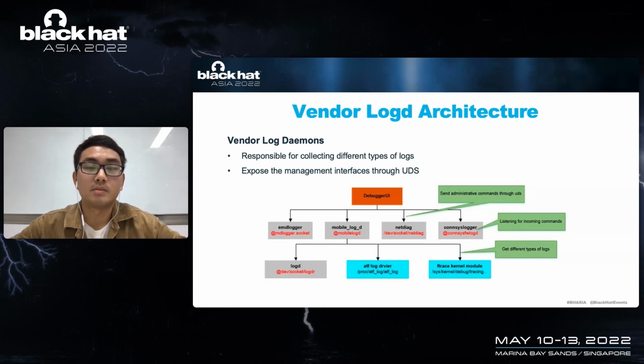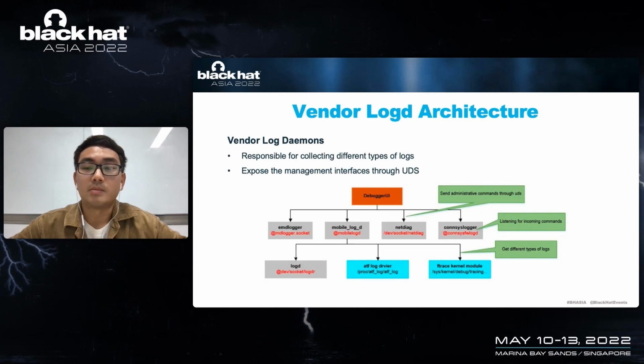The top layer is a management application, the debugger UI. System developers can use it to manage logs. And below the debugger UI are various log daemons, and they are responsible for collecting logs of different modules. Mobile logd is the most important one. It can collect kernel module logs. Each daemon listens on a UDS to receive commands sent by the debugger UI.